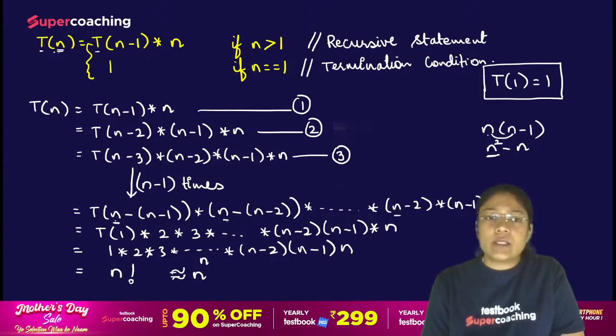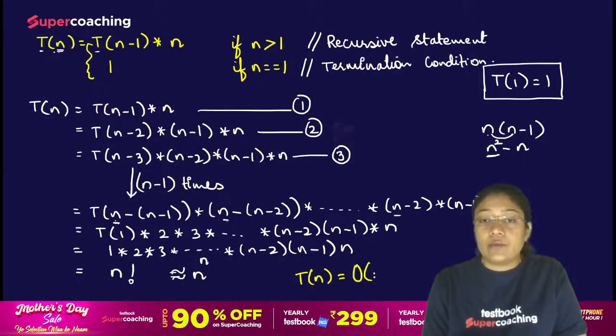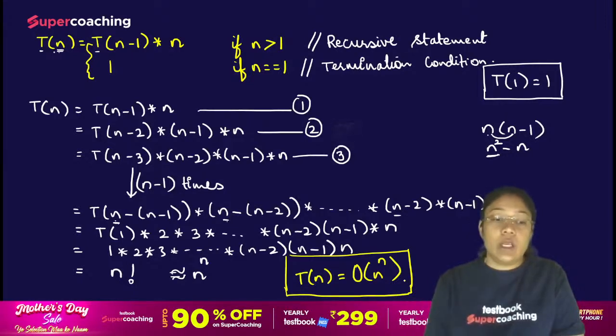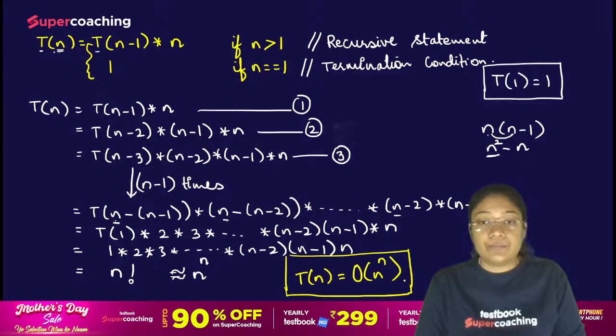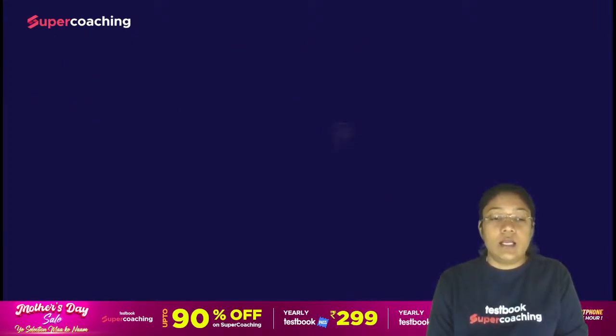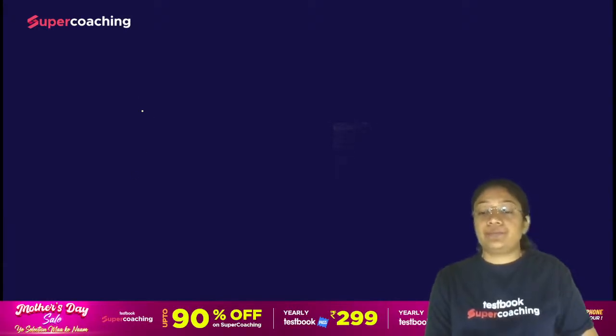So obviously we have got the answer. So T of n is nothing but order of n raised to power n. This is returning the exponential time complexity. Okay, this is the answer for this question. Clear? Let's go to the next question.